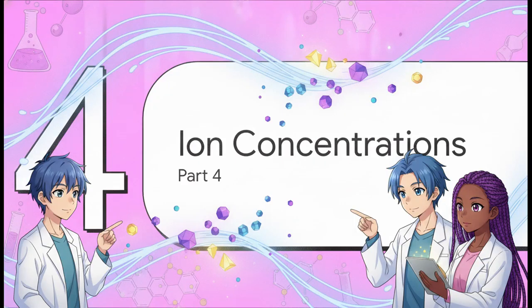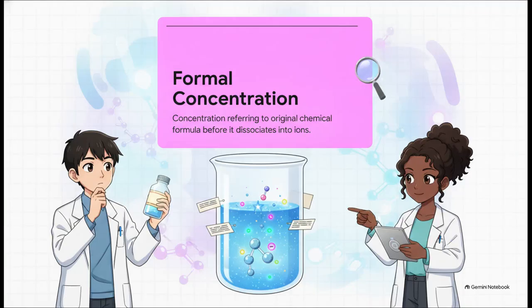All right, let's dive into part 4, calculating ion concentrations. So what actually happens when our perfectly measured solid hits the water and breaks apart into invisible pieces? Well, to answer that, we have to introduce formal concentration, or formality. This is essentially the analytical concentration of the original chemical formula of the salt molecule, right before it dissociates in the liquid. Basically, it's the label on the bottle before the chaotic chemical reality of dissolving takes over.